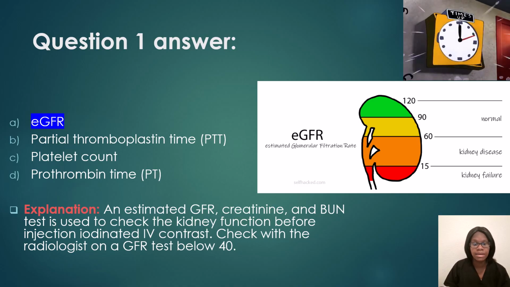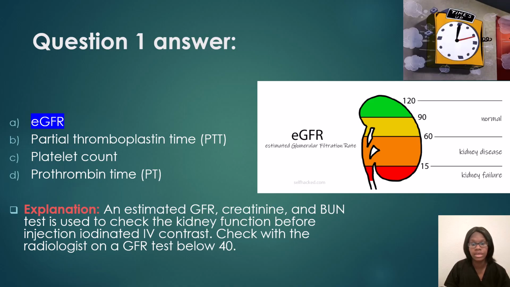So an estimated GFR, creatinine and BUN test is used to check the kidney function before you inject iodinated IV contrast. If the GFR number for that patient is below 40, check with the radiologist to see if you can still do it and maybe just reduce the dose, or if you can do it and give the normal dose, or if you cannot do it and the order has to be changed to a without contrast.